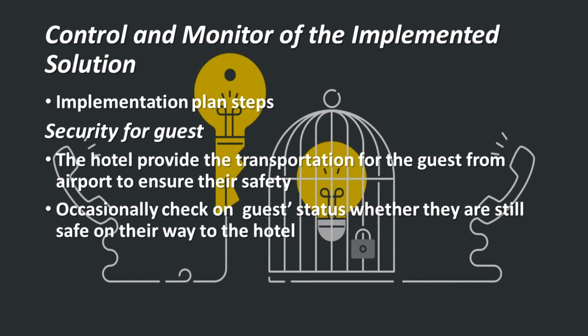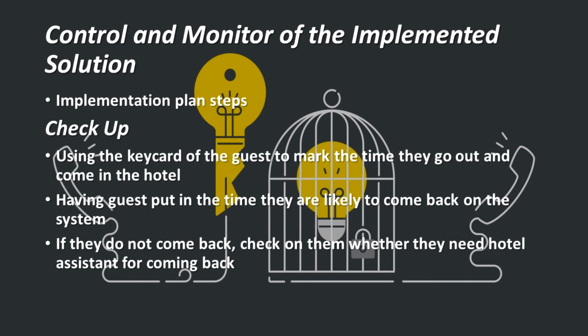And the hotel will occasionally check up on the guest status, whether they are still safe on their way to the hotel or not. And for the checkup, the key card the guests have will also act as a record for the time they go out and come in the hotel. They will have to input the time they are likely to come back to the hotel on the system. If they do not come back by that time, the hotel will check on them, whether they need hotel assistance for coming back to the hotel or not.